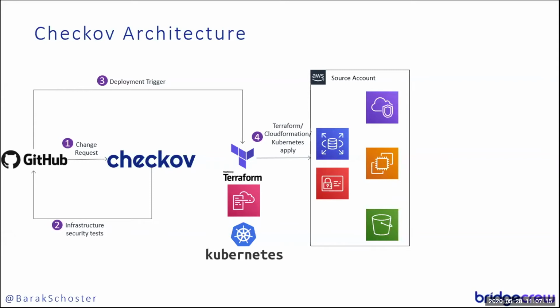And if the engineer has fixed that in a new commit, a new change request is executed. Checkov can be executed again as part of Jenkins or CircleCI or a GitHub action. And probably it will approve since the change was fixed. And then a deployment trigger can be executed. And either Terraform, CloudFormation, Kubernetes, or all of those can provision a new release of your cloud infrastructure.